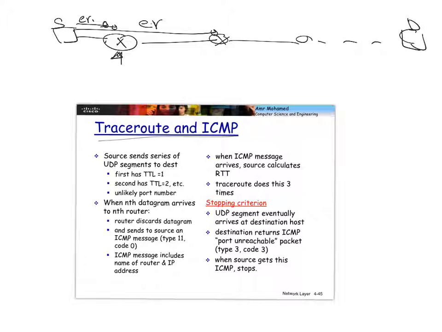So in each line, if you perform this command on Windows or something, each line will give you the hop that you have to go through in order to reach that host. And not only that, the final round trip time that it takes to go all the way and come back. Okay, so that's usually used for troubleshooting. So as a stopping criteria here, the UDP segment eventually arrives at the destination host, and the destination returns ICMP.